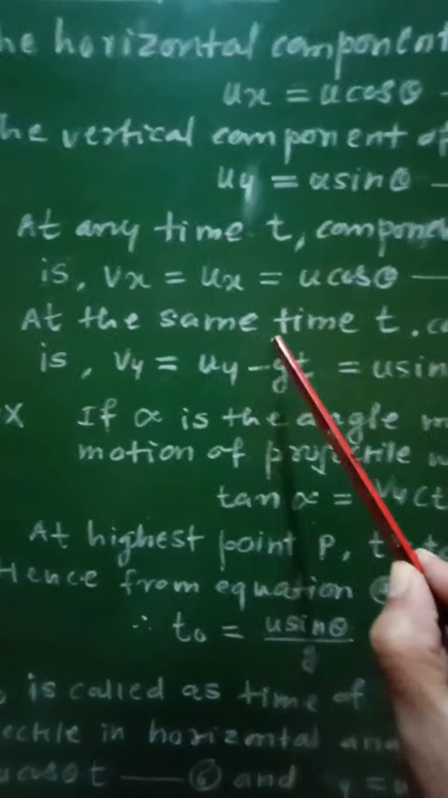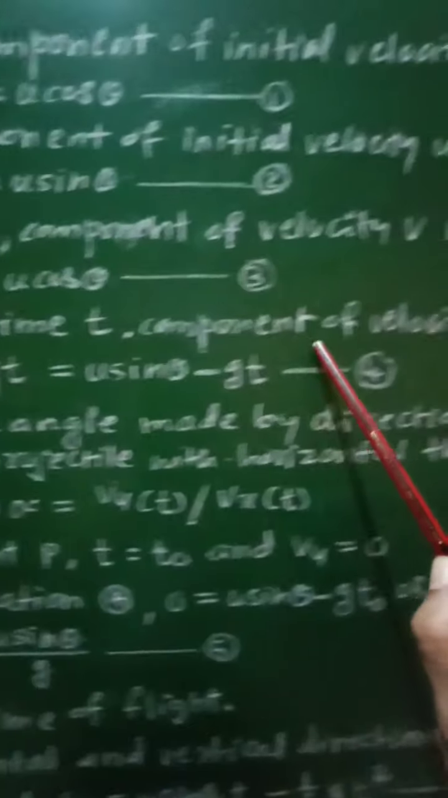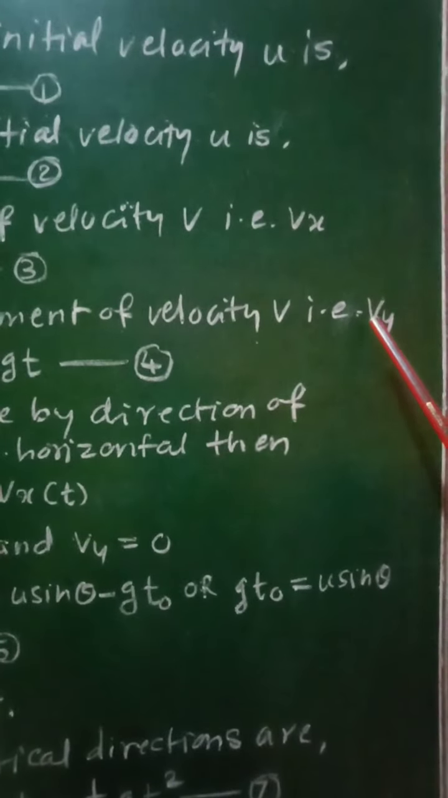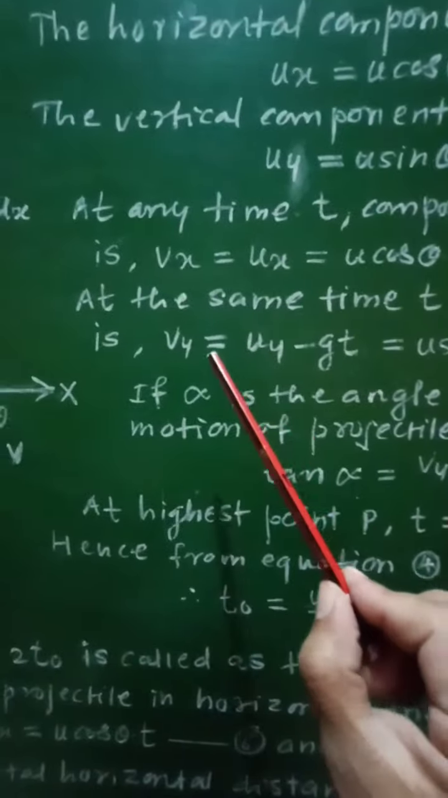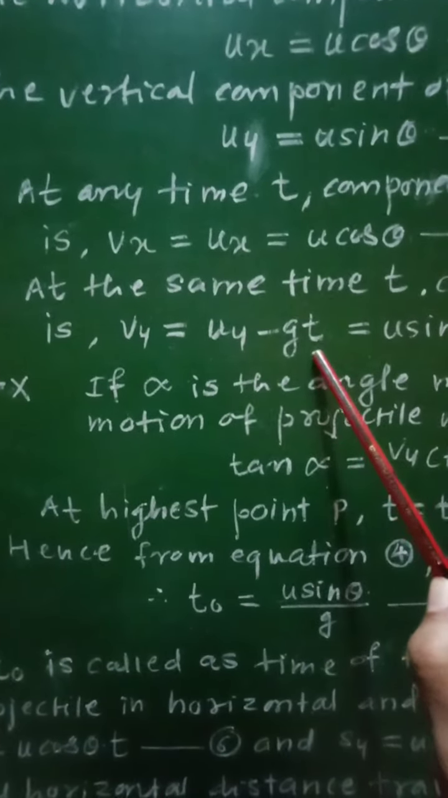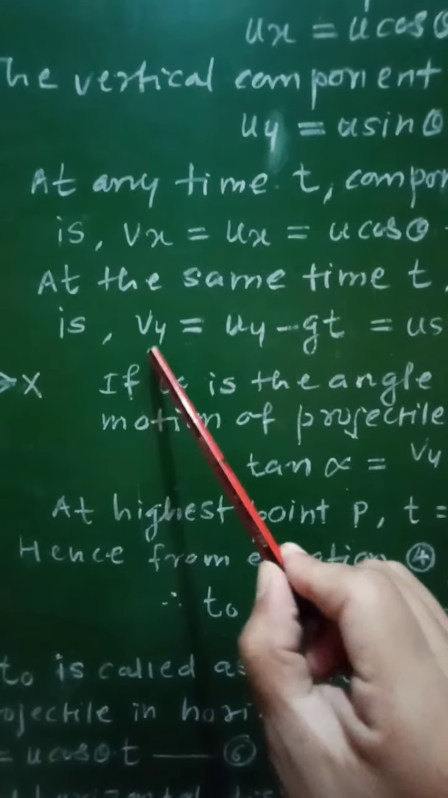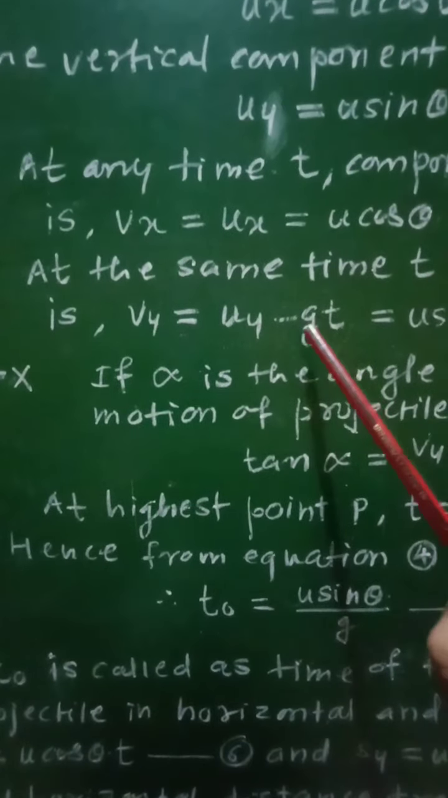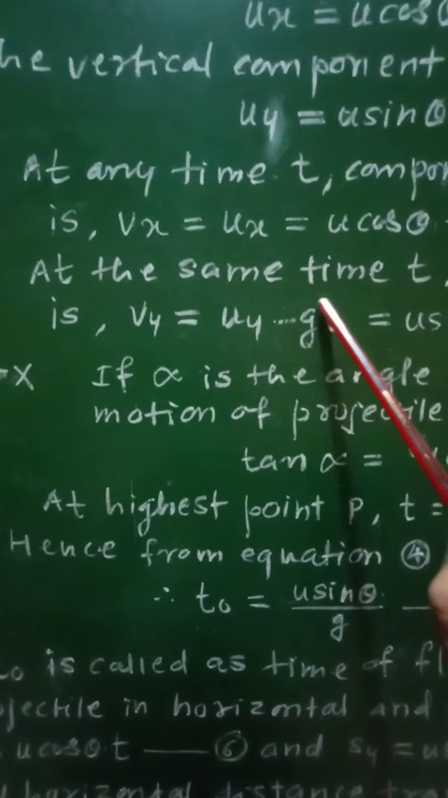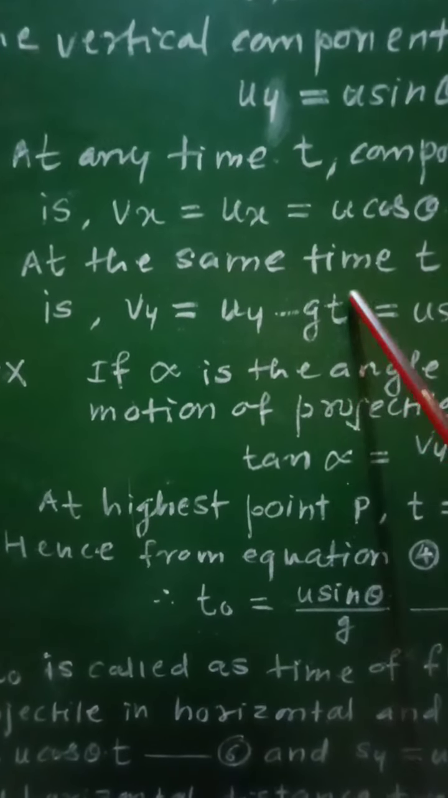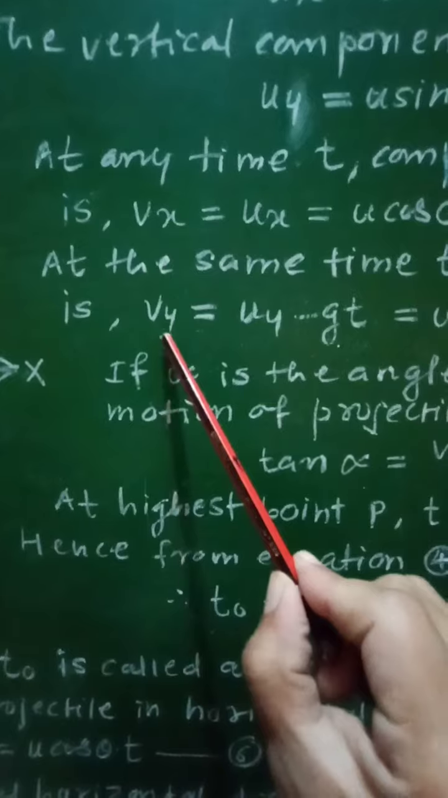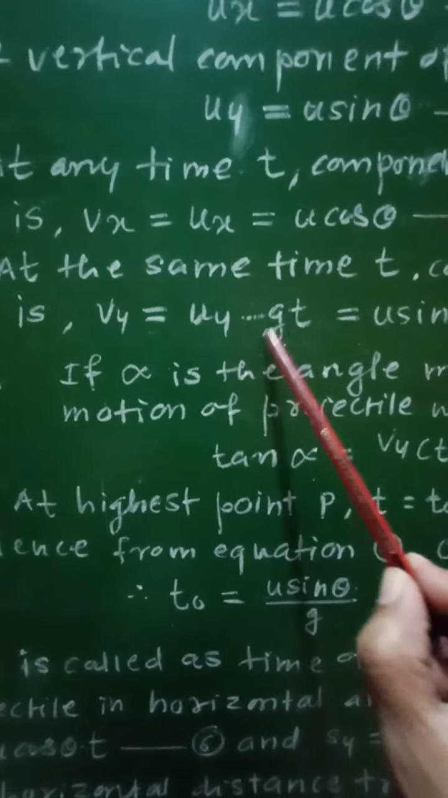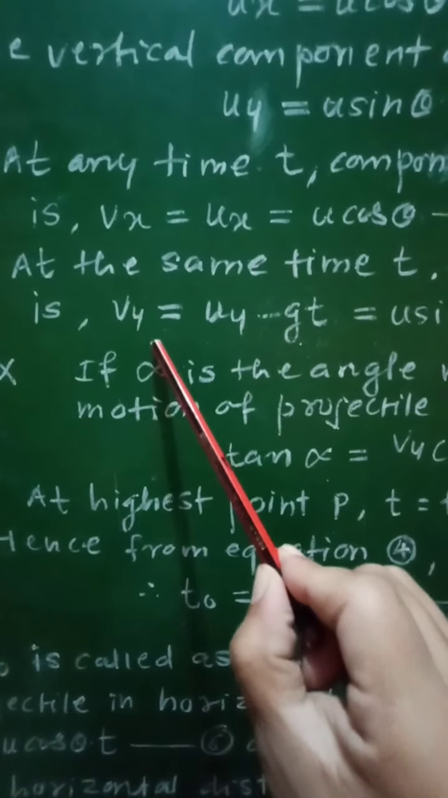At the same time t, the component of velocity v along the vertical axis, that is vy, will be given as vy equal to uy minus gt. So here this vy will get decreased by this factor. This is the product of acceleration due to gravity and time, therefore it represents a small part of velocity, and therefore vy will get decreased by this factor, so that uy minus gt is the value of vy.